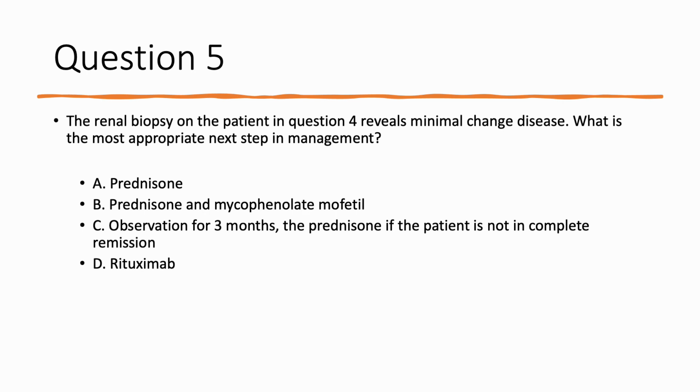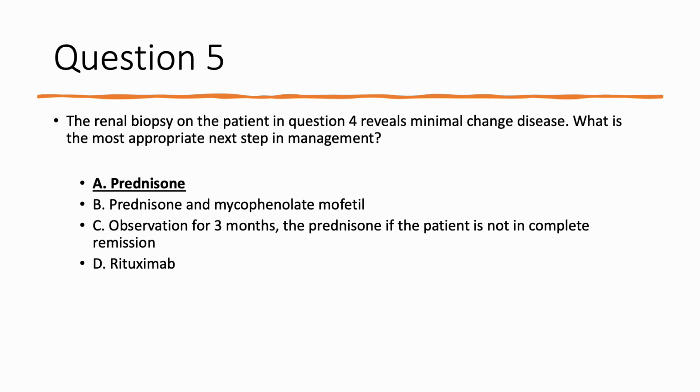Okay, question number 5. The renal biopsy on the patient in question 4 reveals minimal change disease. What is the most appropriate next step in his management? Do we give him prednisone? Do we give prednisone and mycophenolate mofetil or CellCept? Do we observe him for 3 months and then prednisone if the patient is not in complete remission, meaning we still have more than 300 milligram of protein per gram creatinine? Or do we go to rituximab? Now the answer is going to be on the next slide. You can pause if you like.